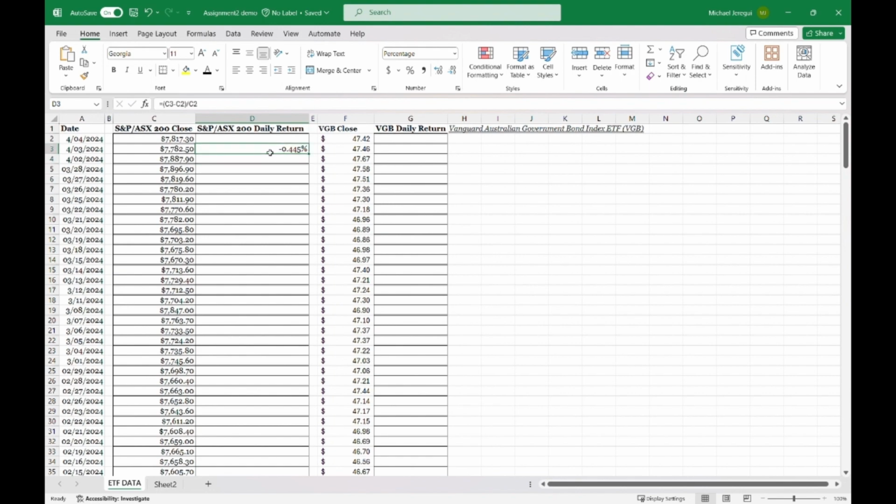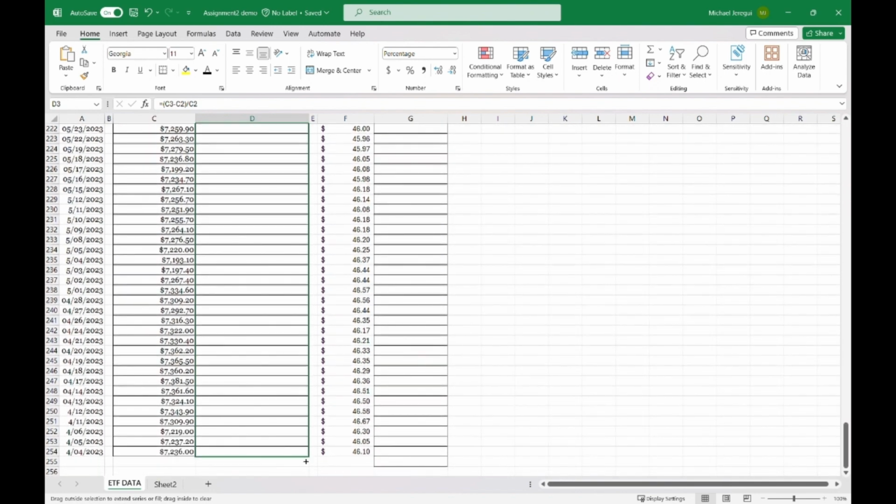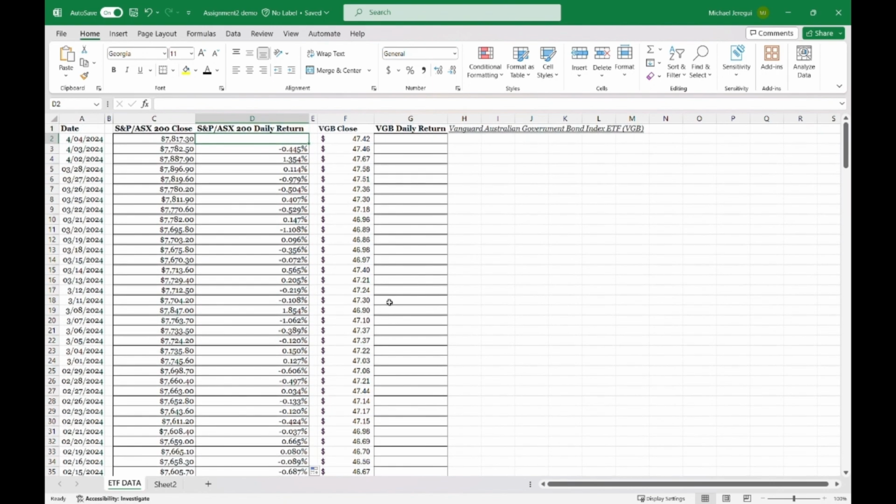Daily returns for both ETFs are calculated in columns D and G by subtracting the previous day's price from the next day's price, then dividing by the previous day's price. Make sure to drag the formula down the column so that it is applied for every daily price. We do the same calculations for VGB as we did for ASX 200, thus showing us the daily return on each stock and bond respectively.